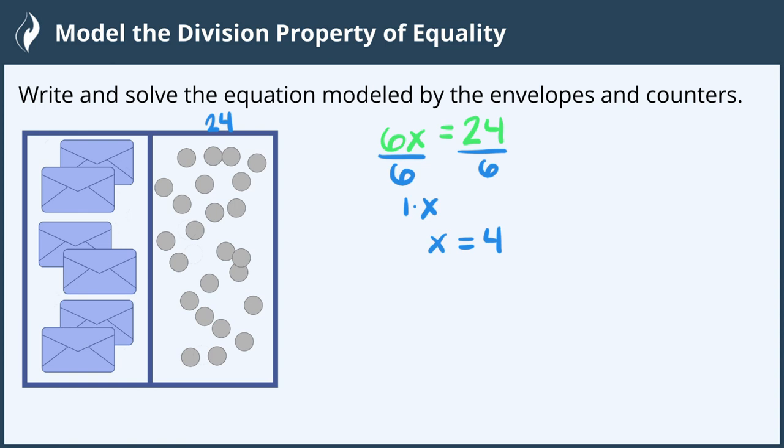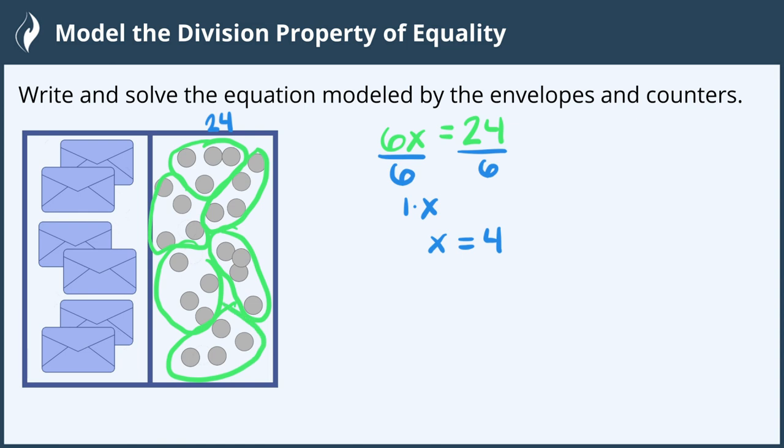I could also check this by grouping 4 of my counters together, or grouping 4 counters in each of these. And if I end up with 6 groups, then I have accomplished the goal of evenly finding out how many counters are in each envelope.